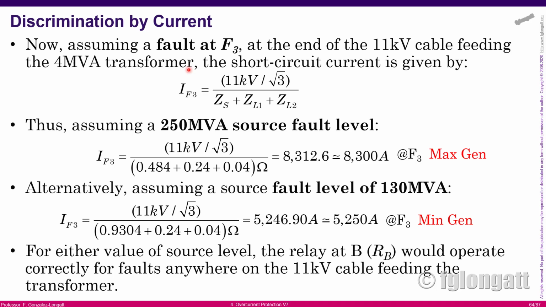As a consequence, again, talking about the circuit breaker that is located near the bus bar B, the relay B, in theory, will be able to correctly identify faults anywhere inside the 11 kV cable feeding the transformer. However, if we go downstairs to the position F4, it will be a problem for this circuit breaker to discriminate the fault. Okay, that is the reason that I identified there are some weak points on the overcurrent protection settings based only on currents.